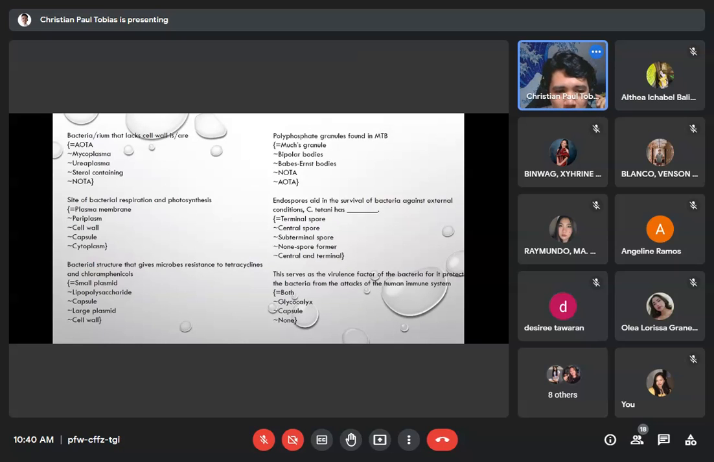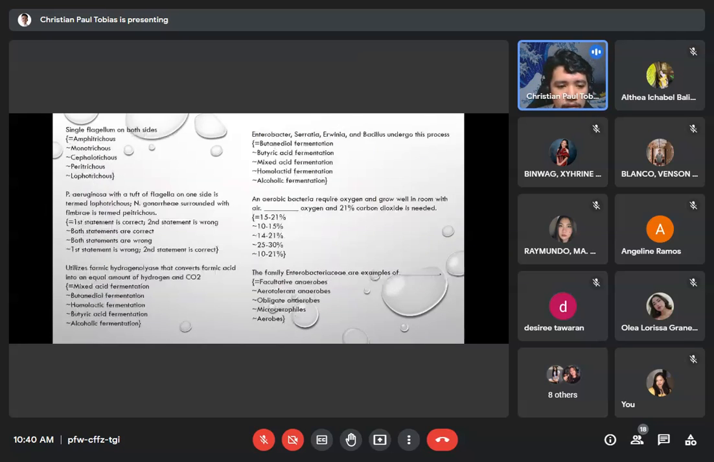I-chat nyo sa GC. Okay, this serves as virulence factor of the bacteria for it to protect the bacteria from the attack of human immune system. So, both glycocalyx and capsule are the same. So, your glycocalyx appears as the capsule. I-remind nyo ako sa terminal spore, or i-recheck ko na lang. Pero I think C. tetani and C. botulinum is subterminal.